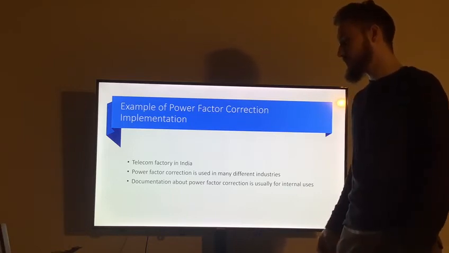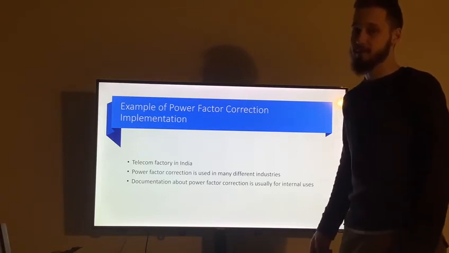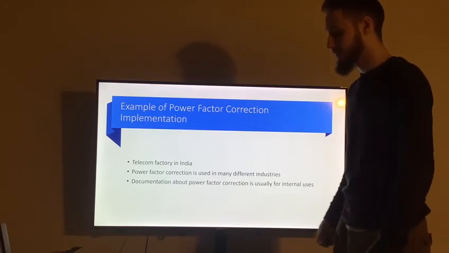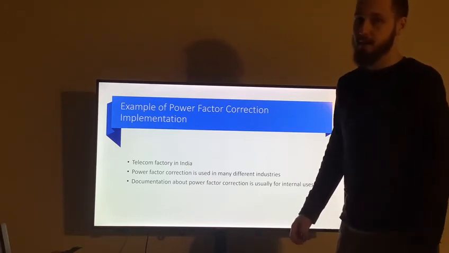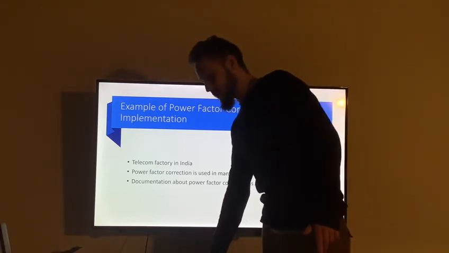Documentation about power factor correction is not readily available to the public because it is usually for internal use, and the facility is not required to publish the papers.